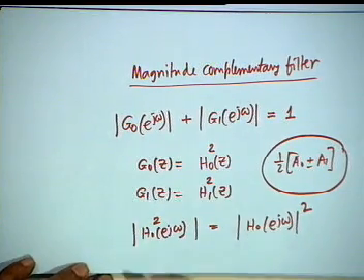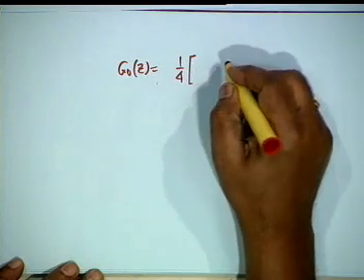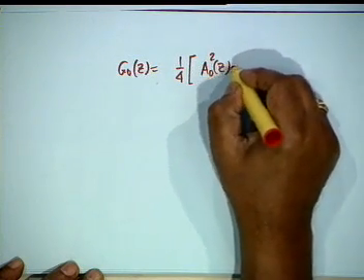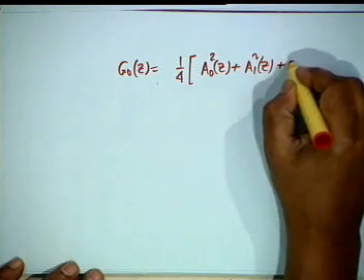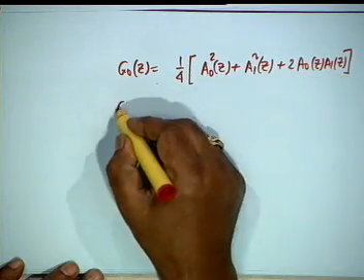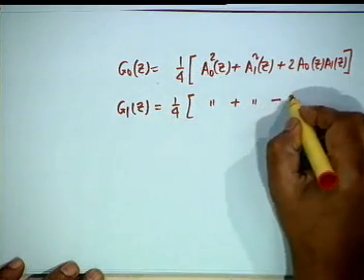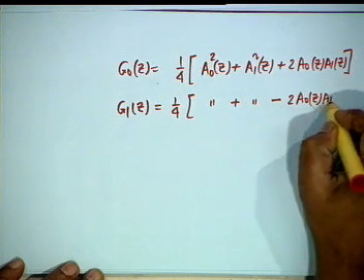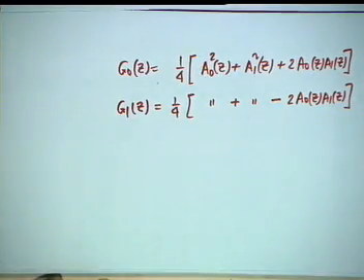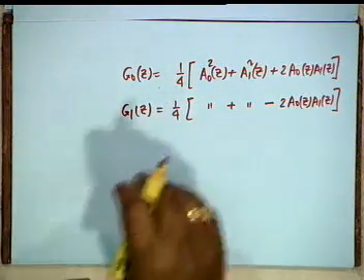Agreed? And what is H0 squared? H0(Z) whole squared will be 1/4 of A0 squared Z plus A1 squared Z plus twice A0(Z) A1(Z). And similarly, G1(Z) shall be equal to 1/4 of this plus this minus twice A0(Z) A1(Z). A question: what can we say, if at all we can say anything, about G0 and G1? They are magnitude complementary by design.